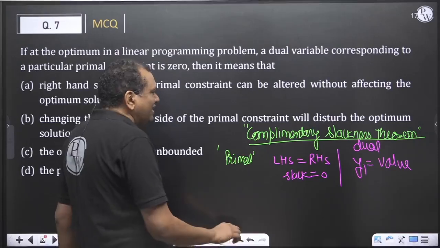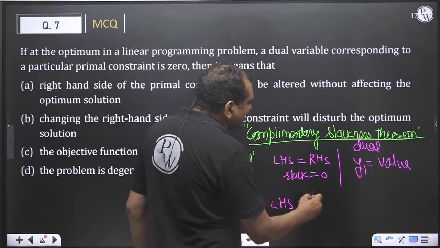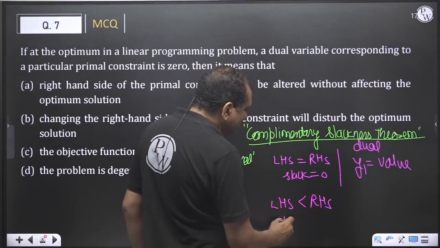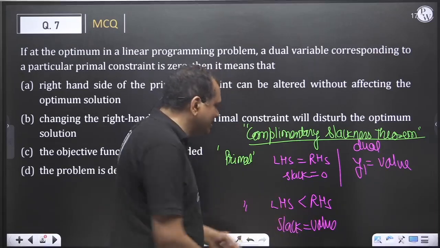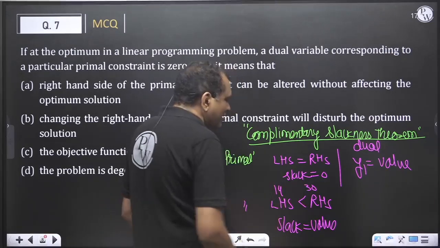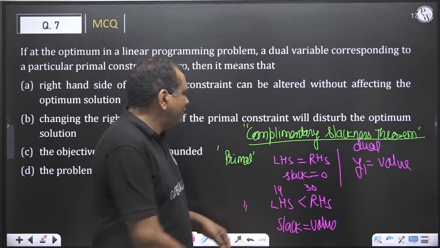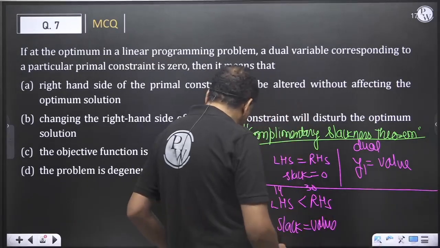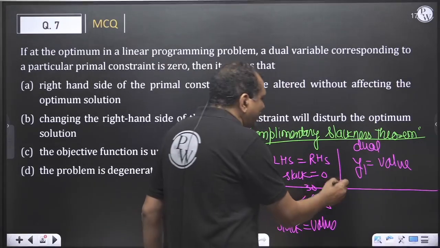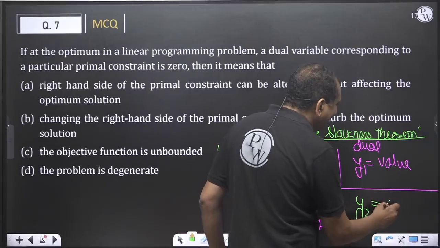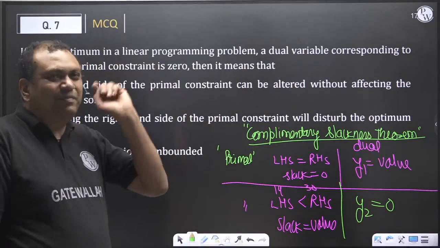Now, for a primal, if the left hand side is less than the right hand side, it means the slack variable will have some value, like 2, 3, 5, because let us say this is 14, this is 30. So the slack variable will have value 16. In a primal, if the slack is having any value, its corresponding dual variable will have 0 value. It's the complementary slackness theorem.